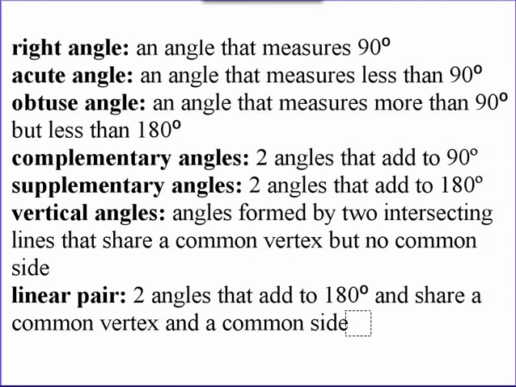So two angles that add to 180 degrees means a line. When you say they add to 180 degrees, that means a line. They share a common vertex, which is that point, and a common side. So it's important that we have good definitions. All right, so that was the topic of today.